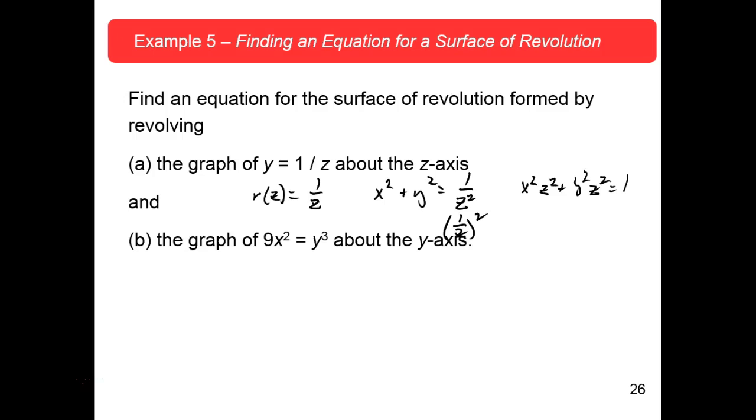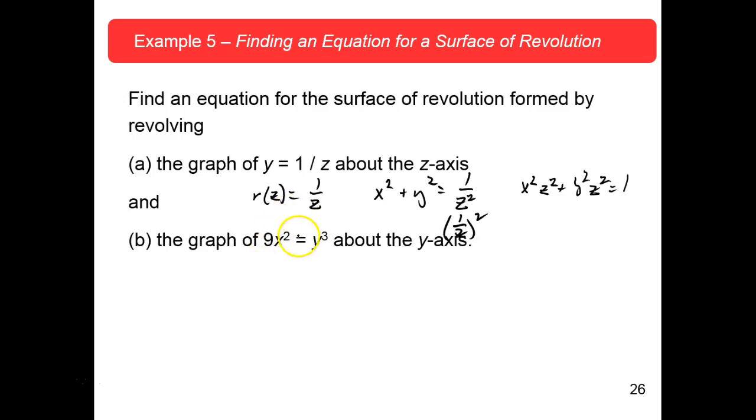Now, the second is the graph of 9x squared is equal to y cubed, and you want to revolve that around the y-axis. So you want to find x as a function of y, because whatever your axis is, that's what you want your variables in. So you want this to be a function of y.